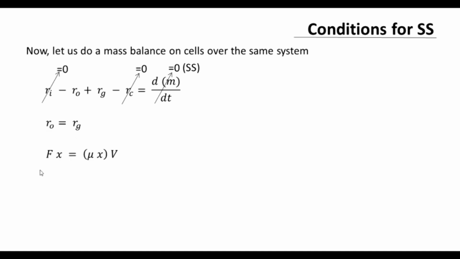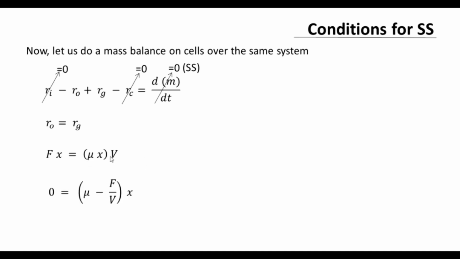What is rate of output? The volumetric flow rate times the cell concentration. You work this out in terms of units. You will find that this is indeed the mass rate of cells in the outlet stream, equal to the rate of generation, which is mu x into V. Mu x is the rate of generation of cells per unit volume on a volumetric basis. We need to multiply it by the volume to get on a mass basis. So, Fx equals mu x times V.